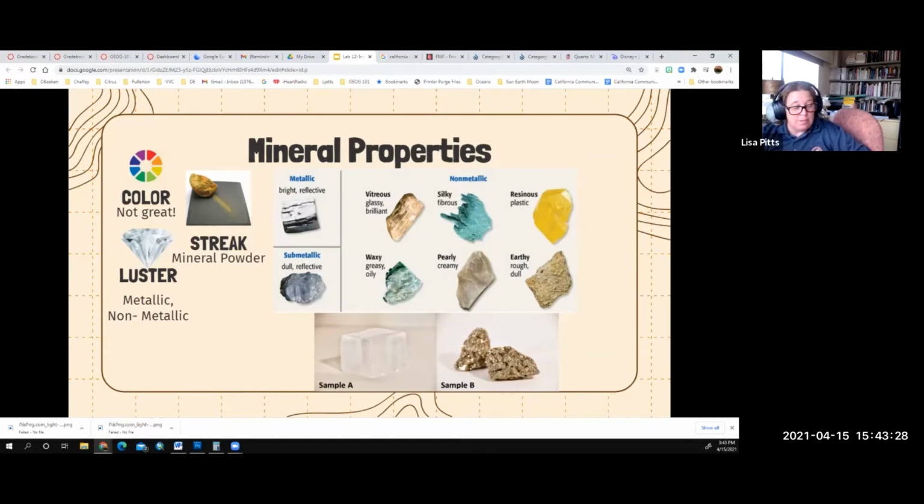Anyways, sample B, I'd say it's gold-ish color. So yeah, it's metallic and gold colored.